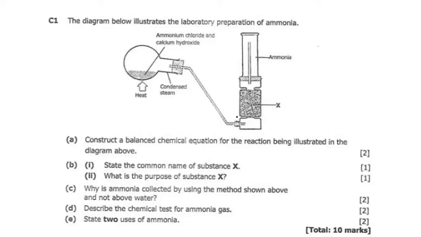Then here we have X, where we put calcium oxide. Calcium oxide serves as a drying agent. It has to dry the gas, and then the gas is collected right here on top by a method called downward displacement of air. It is collected by downward displacement of air because ammonia is less dense than air.